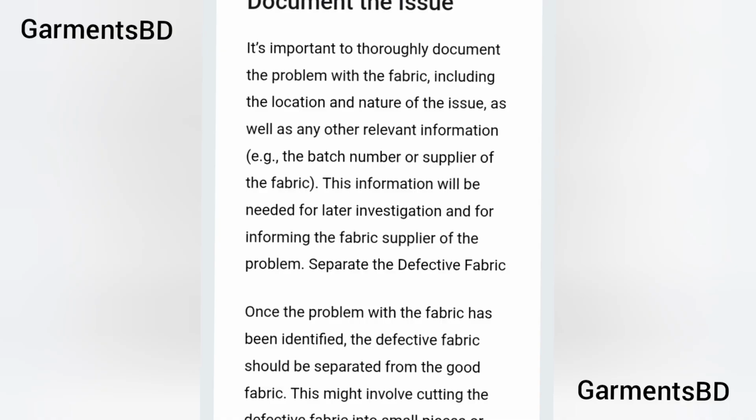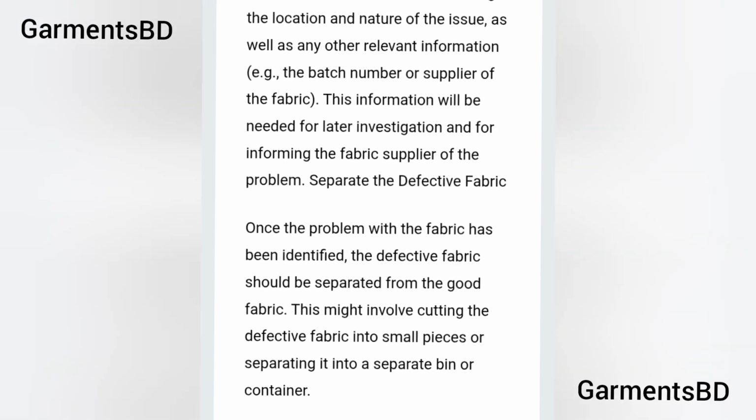Separate the defective fabrics. Once a problem with the fabric has been identified, the defective fabric should be separated from the good fabric. This might involve discarding the defective fabric or sending it for small processing, before spreading it onto the spreading bed or cutter.